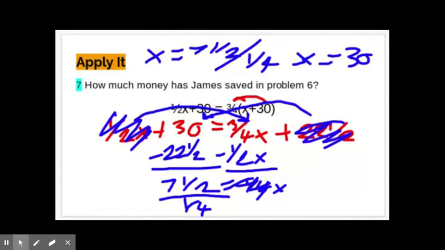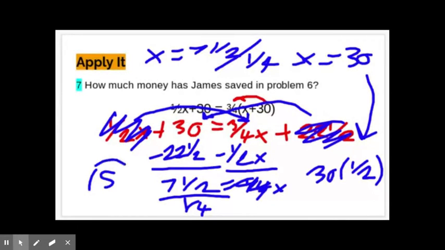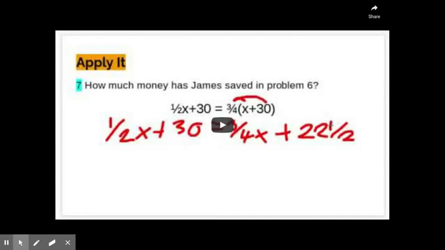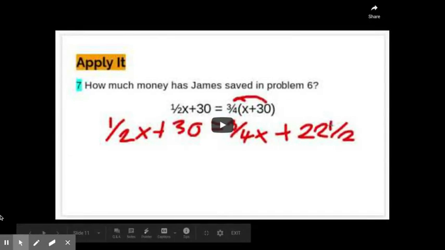See, in problem 6, it said that James and his sister saved money for the water park, and James has saved half the amount of money that his sister has. We found out that his sister saved $30 by finding x here. So if James made half as much, that means that he made 30 multiplied by 1/2, which means that James made 15. So that's how you do problem 7.